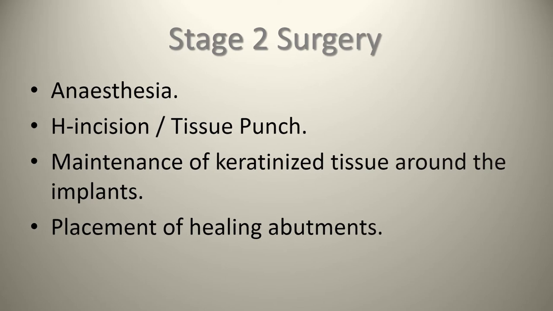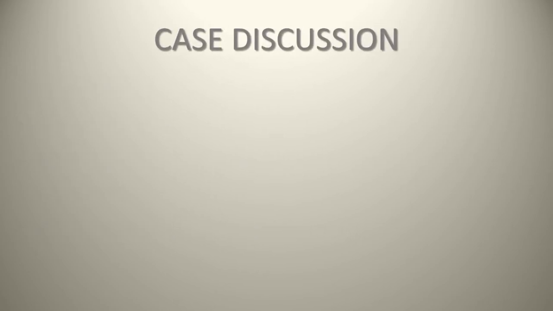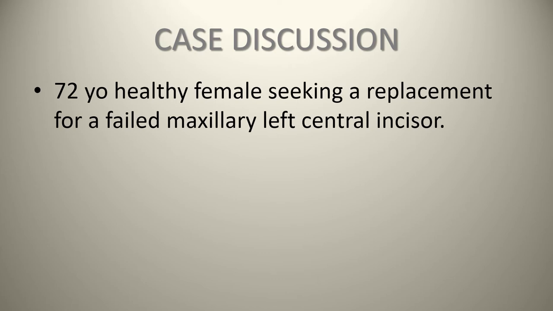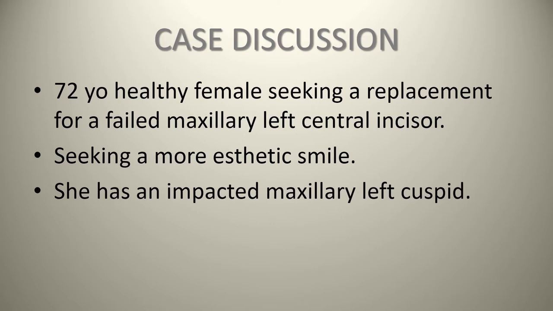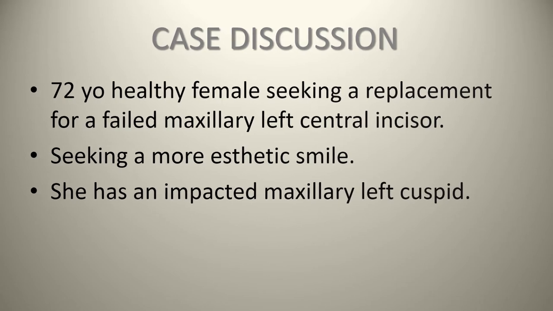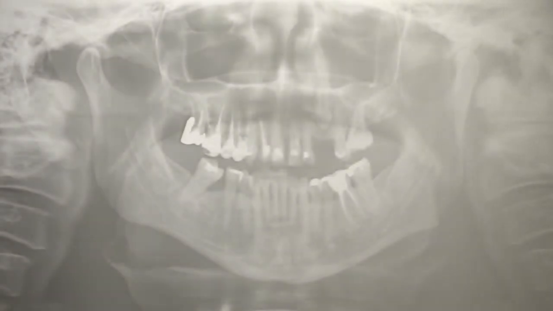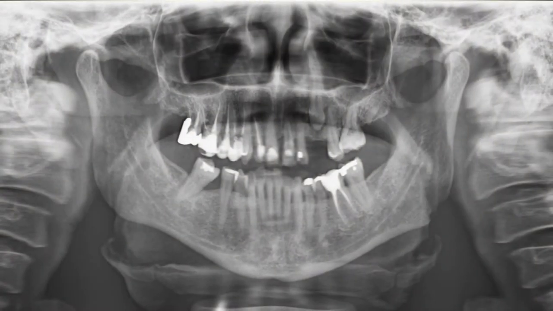So let's talk about our first case. The first case is a 72-year-old healthy female who's seeking a replacement for a failed maxillary left central incisor. She's seeking a more aesthetic smile, and she has an impacted maxillary left cuspid. Upon review of this radiograph, you can see that she has broken a tooth, and she's got that impacted cuspid. This lady is older. We consulted my colleague, an orthodontist, who said you're probably more likely to find Jimmy Hoffa than to extrude that upper left cuspid for this patient.